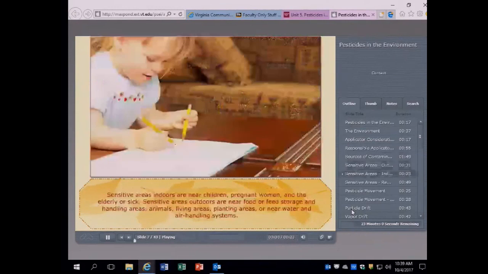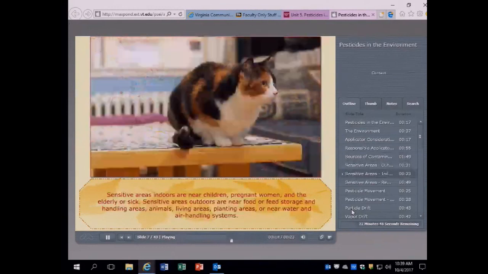Sensitive areas indoors include areas where people, especially children, pregnant women, the elderly, or the sick, live, work, or are cared for, areas where food or feed is processed, prepared, stored, or served, areas where domestic or confined animals live, eat, or are otherwise cared for, and areas where ornamentals or other sensitive plantings are grown or maintained.